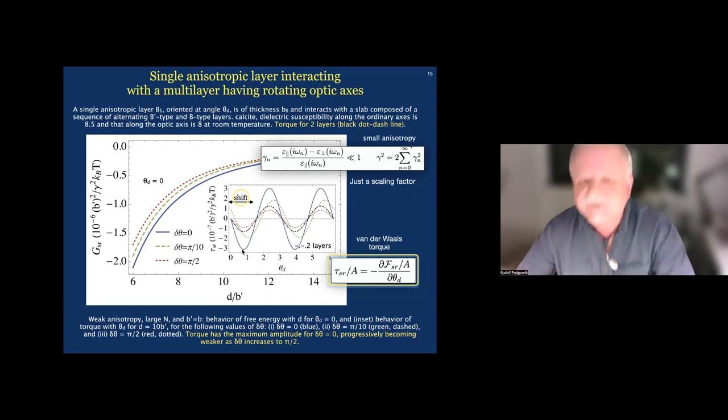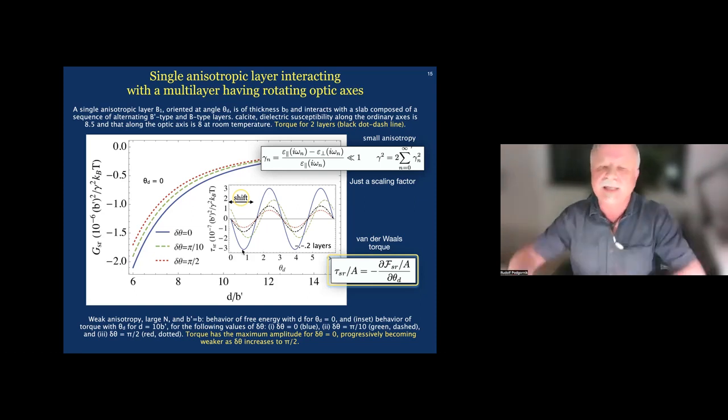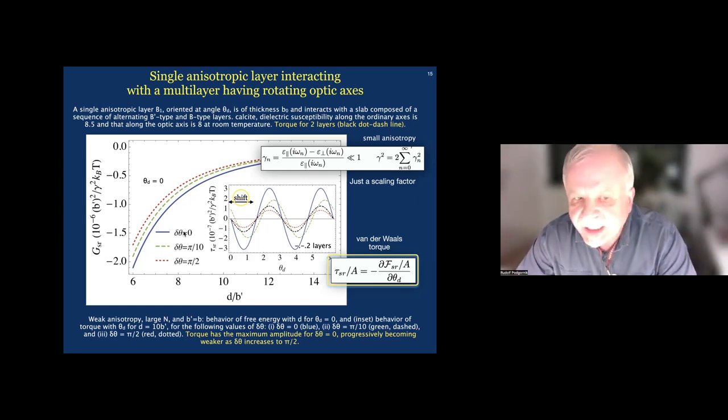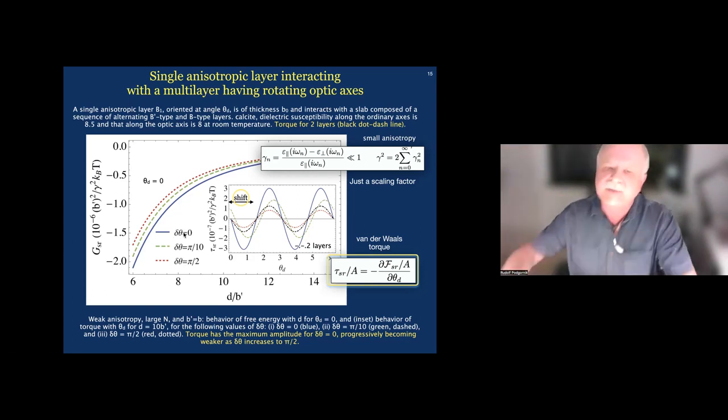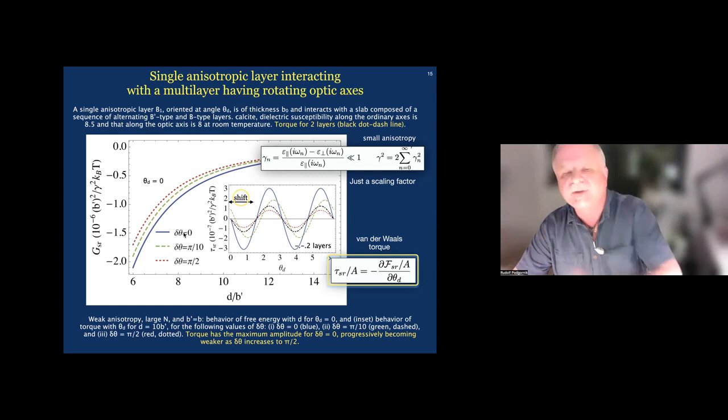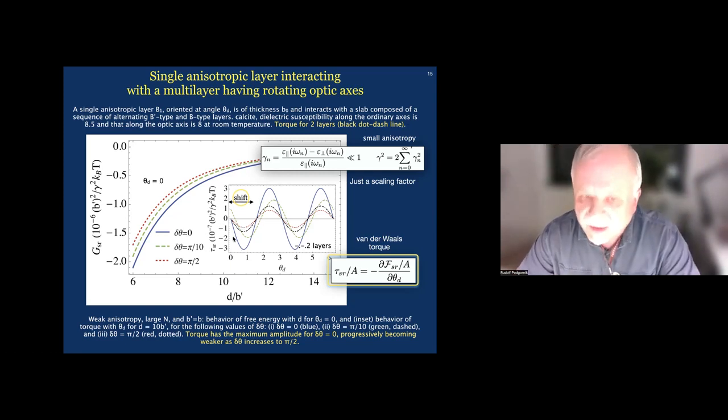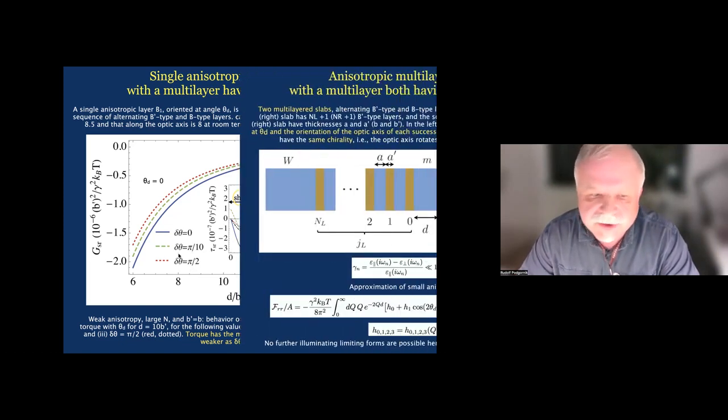The other curves are a summation over all the n layers. What do we see? If the delta theta, so the rotation of the optical axis from one layer to the other one, is zero, the torque is the largest. Then for pi over 10, it gets smaller, and then even smaller for pi over 2.